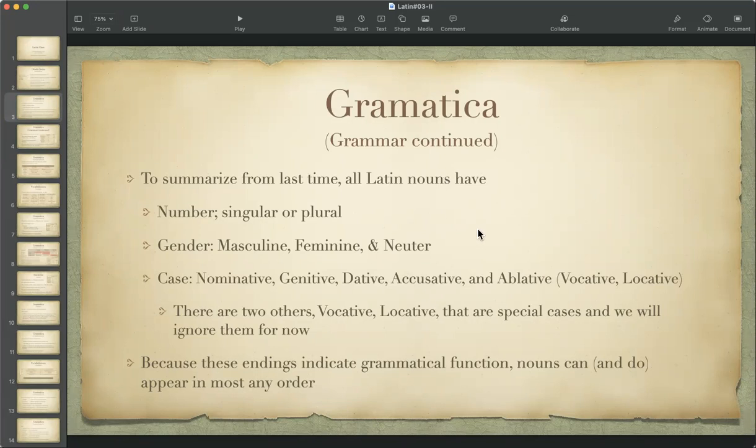But the biggie is the cases, and you need to put the right endings on your Latin noun in order to put it in the nominative, genitive, dative, accusative, and ablative case in order to know how it functions grammatically. There's also two others, the vocative and the locative. Those are special cases. We're going to ignore them for the moment. First off, the vocative and the locative in the first declension are the same as the nominative anyway, so it doesn't matter.